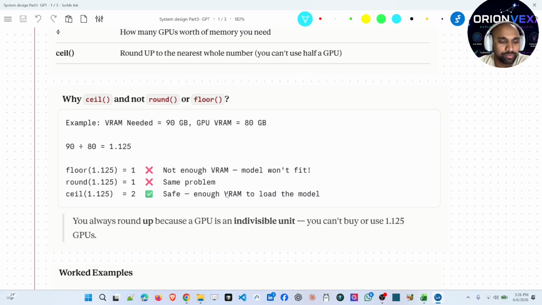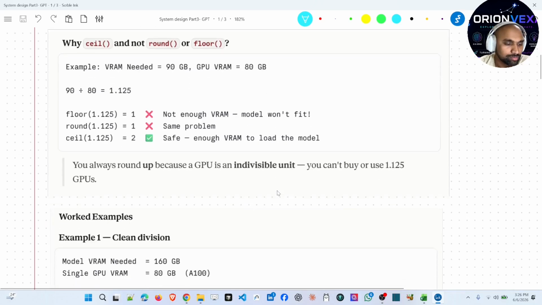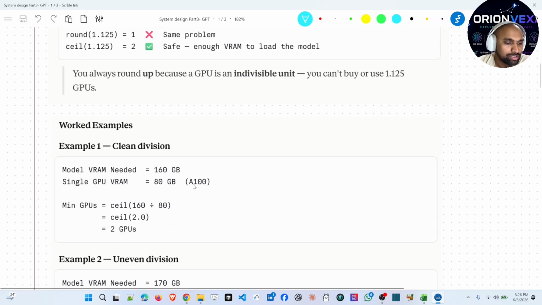That is safe enough VRAM to load the model. We'll get enough space to run the model. Okay, let's see some examples.